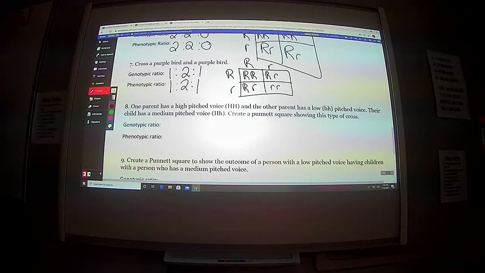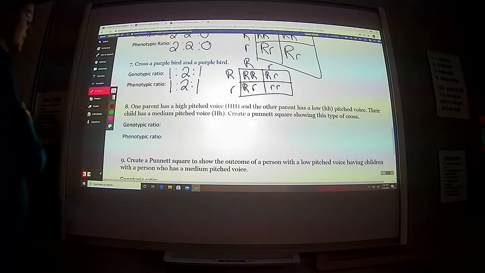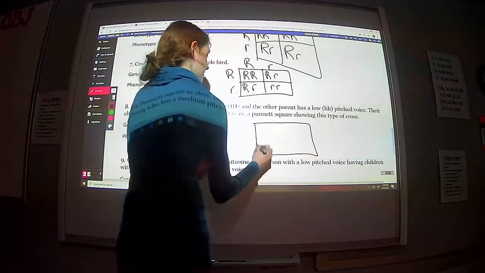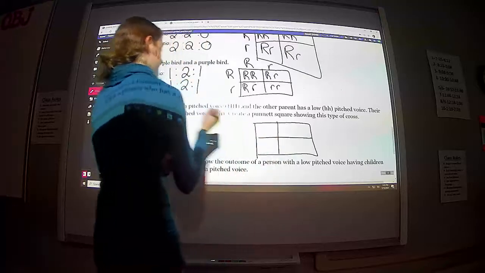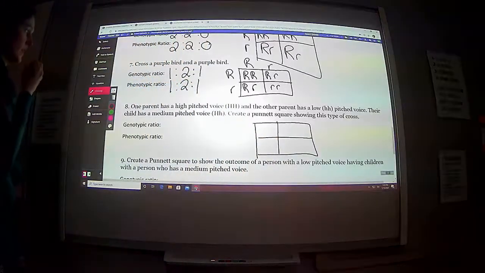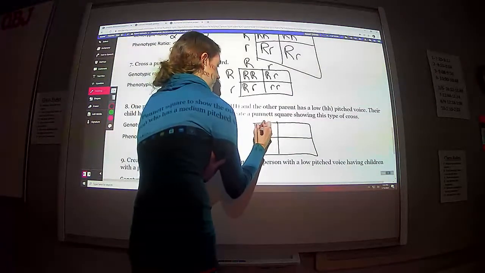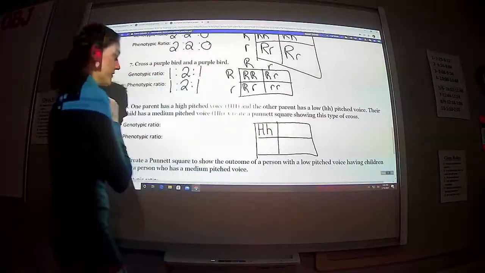One parent has a high-pitched voice and the other has a low-pitched voice. Their child has a medium-pitched voice. Create a Punnett square showing this type of cross. So we're trying to figure out what the parents are here. So the child, we know one of their blocks is capital H, lowercase h.